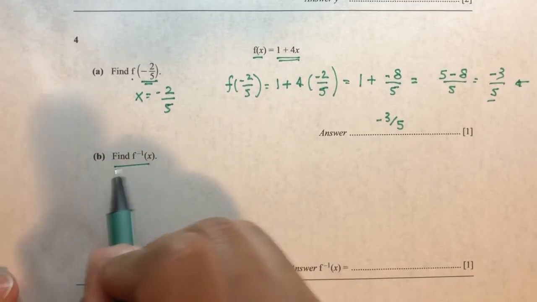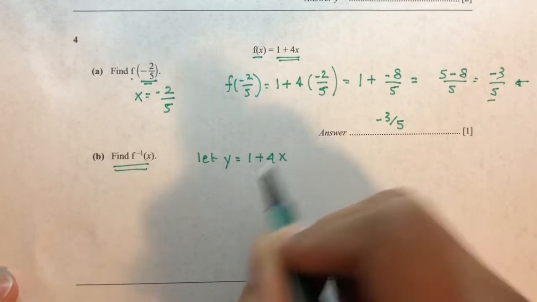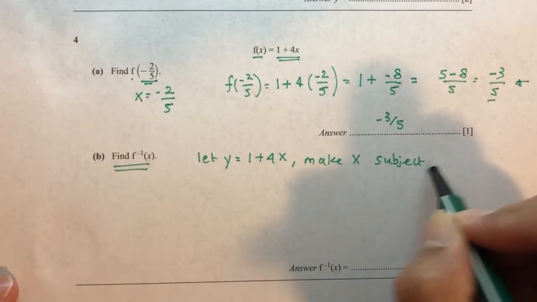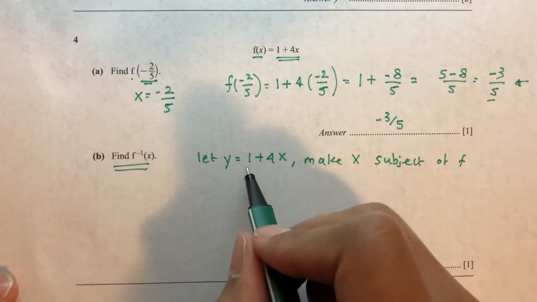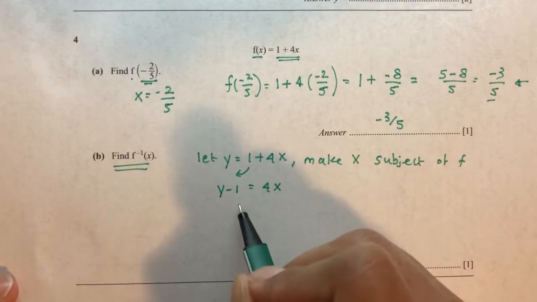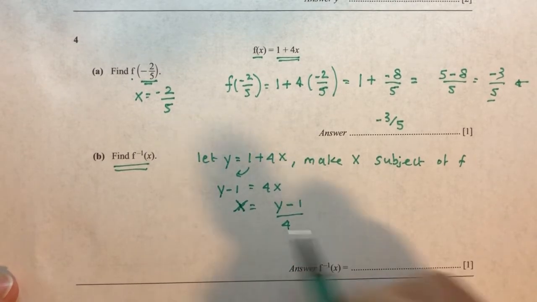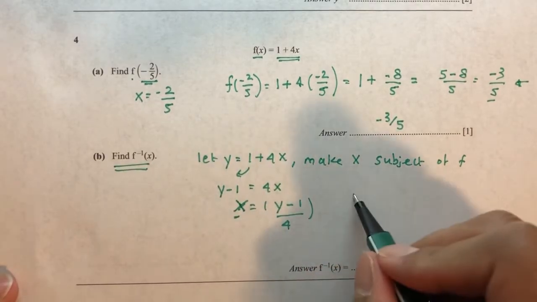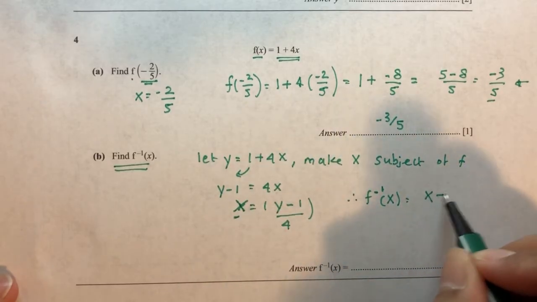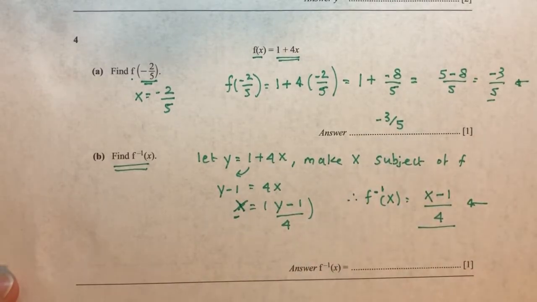Now for part B, find f inverse. So we first let y equal to 1 plus 4x. Then we have to make x subject of formula. So we have to send 1 over here, it becomes y minus 1 equal to 4x. So x equal to y minus 1 divided by 4. That is your answer for the subject of formula. Now we have to replace the value of y by x. So the inverse will be f inverse x equal to x minus 1 over 4.